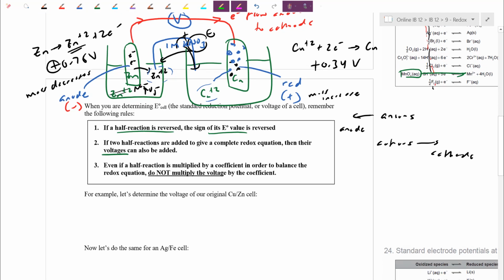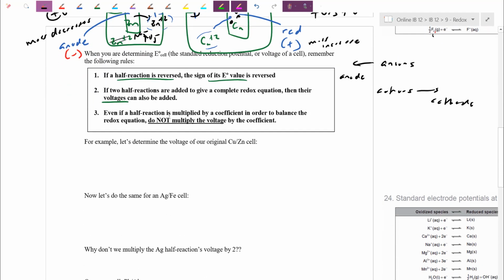Here's an important note. Even if a half reaction ends up being multiplied, you end up doing lowest common multiple, you end up wanting to make sure there's no free electrons in nature, do not multiply the voltage. Why is that? We're going to have this generalization here. Voltage is actually telling me the energy per coulomb of charge, per how many charges actually pass by you. So let's just put some random numbers to this here.